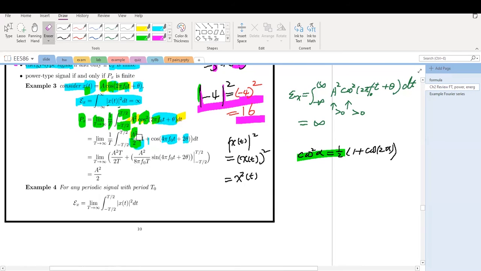Then we take this term out and do the integral of A squared divided by 2. You do this integral, and that will be T, right? From minus T/2 to T/2, the definite integral is T, and then there's the 1 over T here. For the cosine integral, the integral of cosine ax dx is also in the formula sheet.